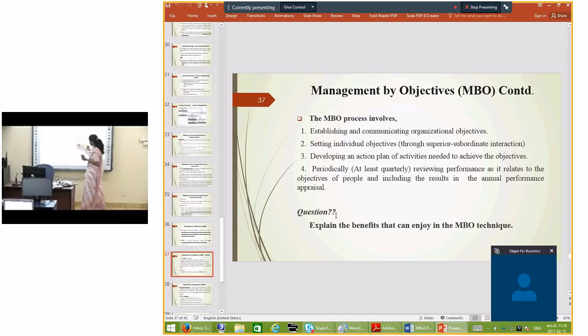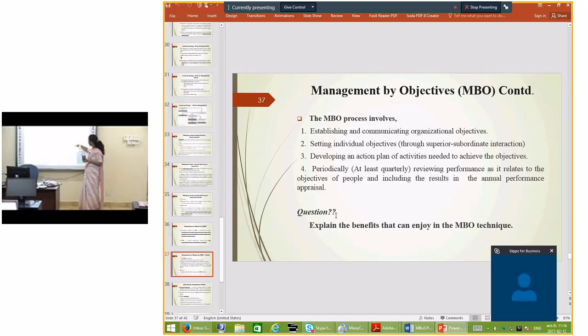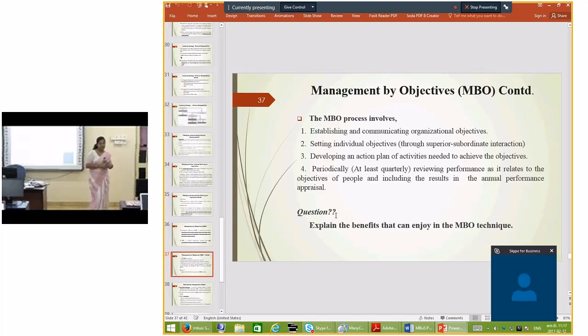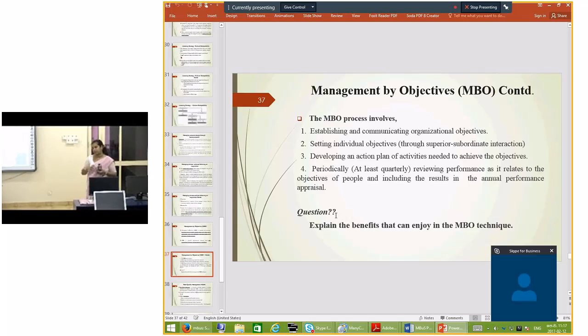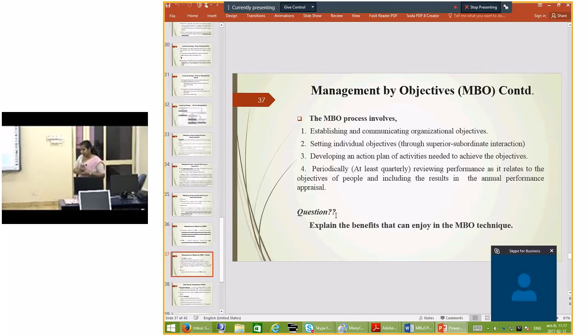Periodically, at least quarterly, we have to measure the performance as it relates to the objectives of people, including the results in the annual performance appraisal. Therefore, when we come to the performance appraisal, we take into consideration whether this particular employee has achieved the given target or not. Understood? That is what we call the MBO method.